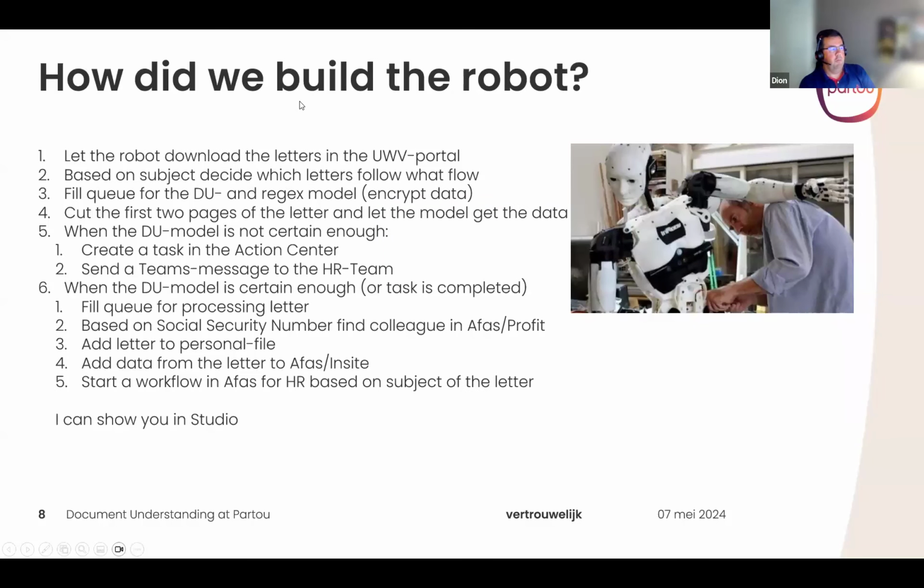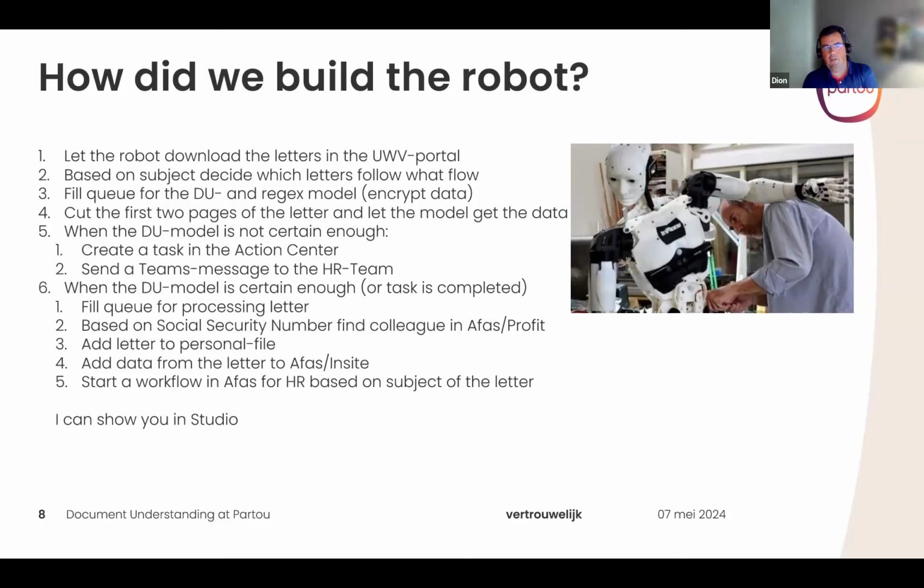So how did we build the robot? First, we let the robot download the letters from the UiPath portal. The UiPath portal has two-factor authentication. So what we do is create a task in the Action Center from UiPath and send a Teams message with a link directly to the task to the HR team, so that they know the robot started and we need their credentials to log into the UiPath portal.